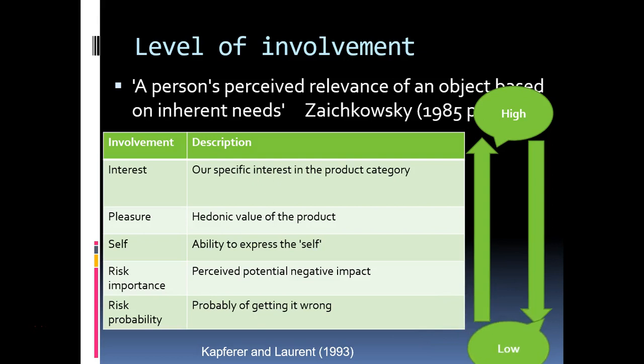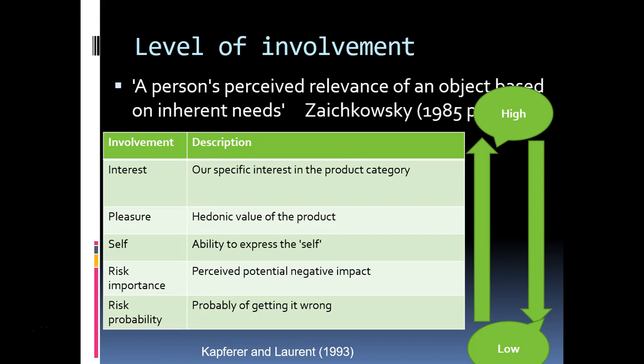And then low involvement, which is much more about habitual purchases. Kapferer and Laurent argue that there are different types of involvement, such as how interested we are in the product category. Is this something we have a real vested interest in? If you're a football player buying a new pair of football boots, then you might be highly invested in that, and therefore it becomes a high involvement decision.